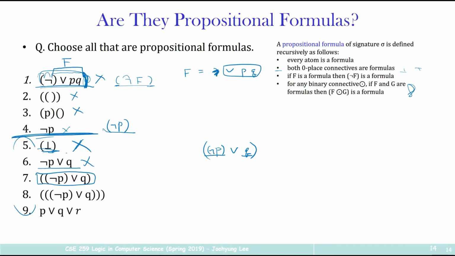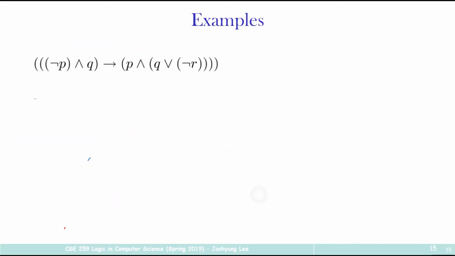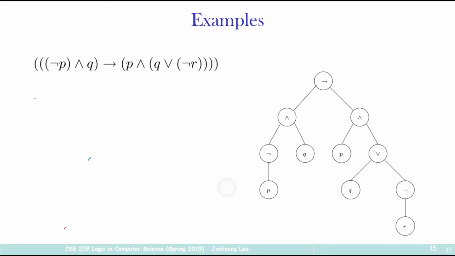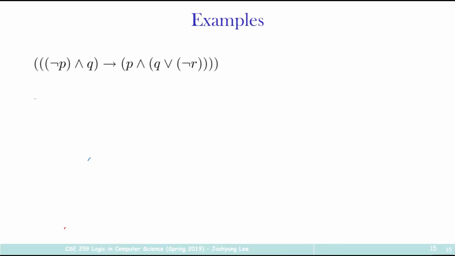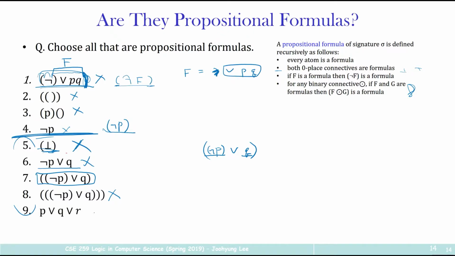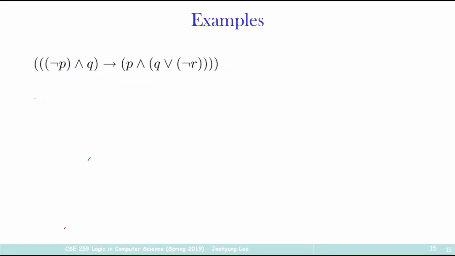I told you what is easier to do: to show that this is a formula, you just need to apply the rules. Good. What about 8? 8 is not a formula because it has unnecessary parentheses. So this is not a formula. And 9 is not a formula either because it does not have parentheses.